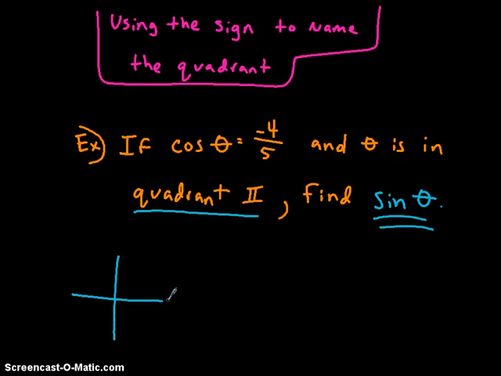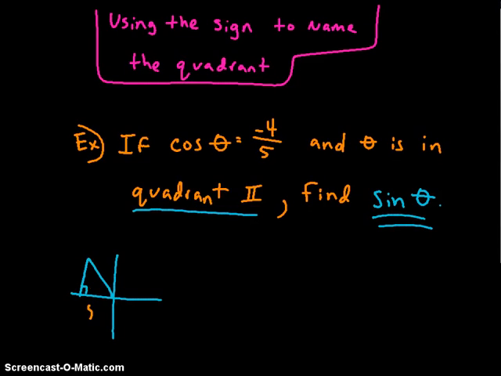So if we look at this, here's quadrant 2, and this is my triangle. What we already know is cosine is always adjacent over hypotenuse. So this ratio is telling me that this is the adjacent side, and this is the hypotenuse. So if that's the case, I know my adjacent side is negative 4. I know my hypotenuse is 5.